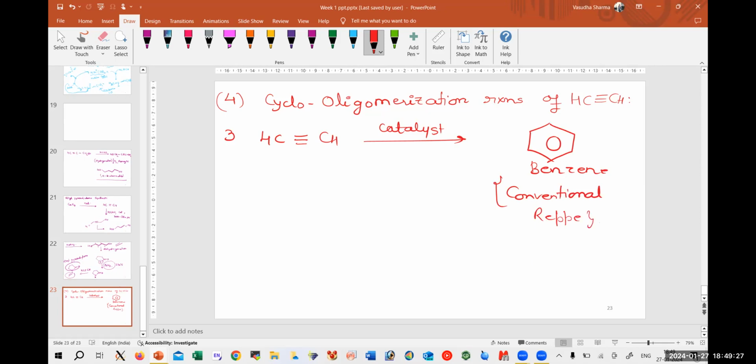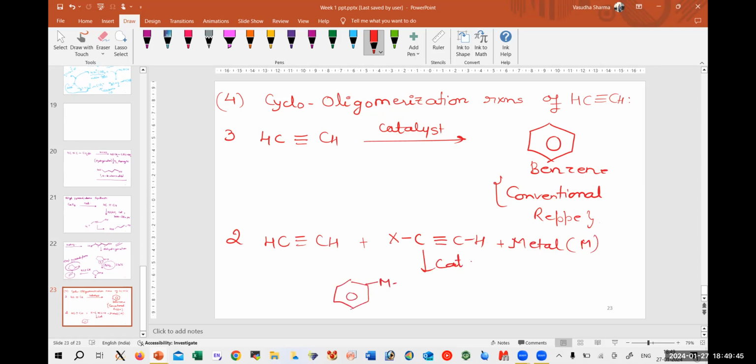And if I'm using 2 molecules of this same and 1 molecule of this substituted acetylene in presence of metal, M, and catalyst, it will give me a metallative Reppe. So metal is in between carbon and X over there. This is called metallative Reppe.